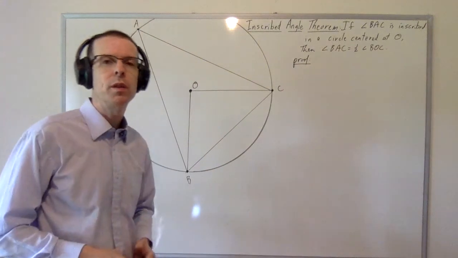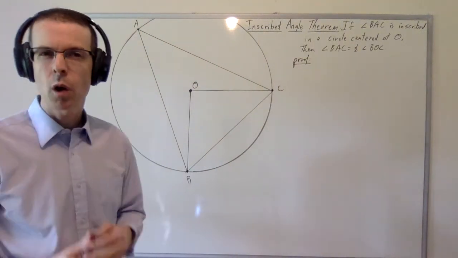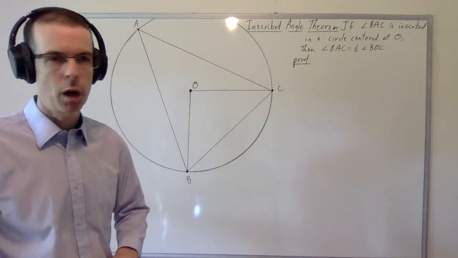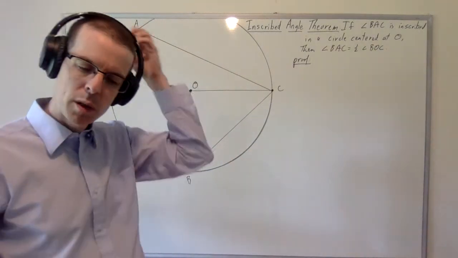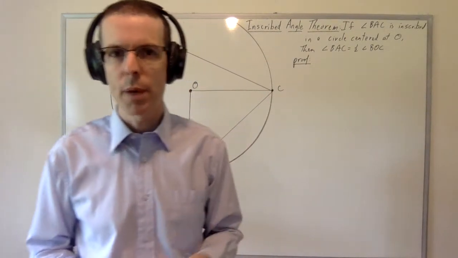Welcome. Today we're going to talk about the inscribed angle theorem, but really we're going to talk about strategies for geometric proof generally. This is a diagram of the inscribed angle theorem. Let's talk about what it's about. It's about what happens when we inscribe an angle in a circle.